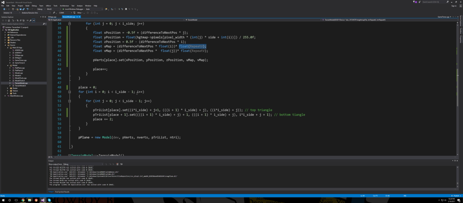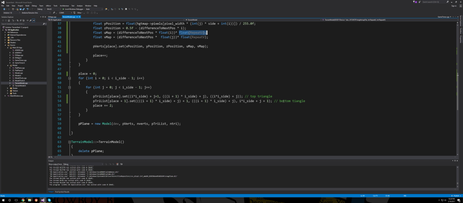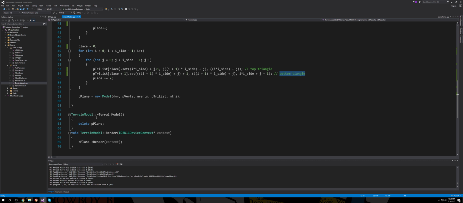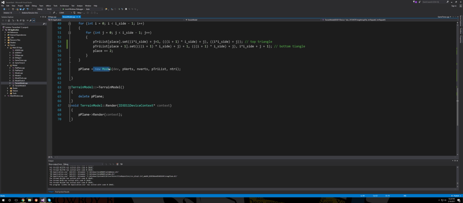by the user. This second for loop basically creates the top triangle and the bottom triangle for every square on the grid, and that information is in turn passed along, again, into the model, and then the model, when called for render, will trigger the model's render, and I also ensure that at the very end that is deleted.